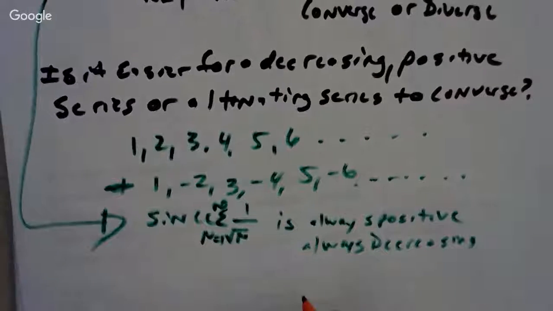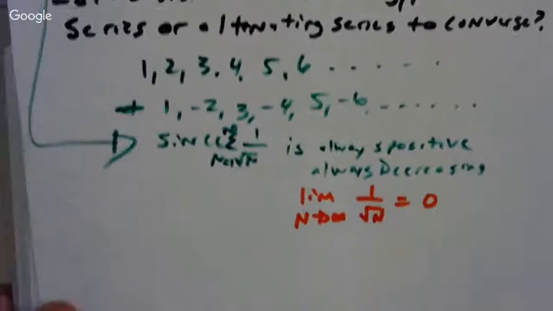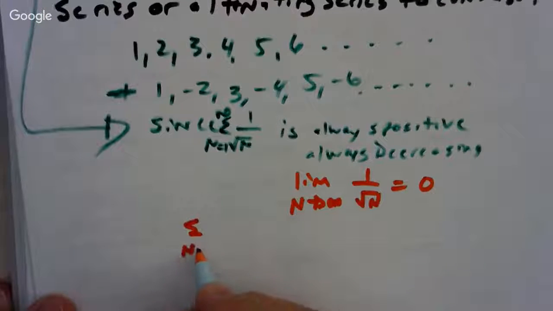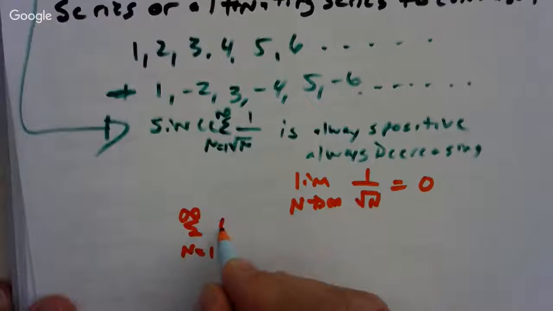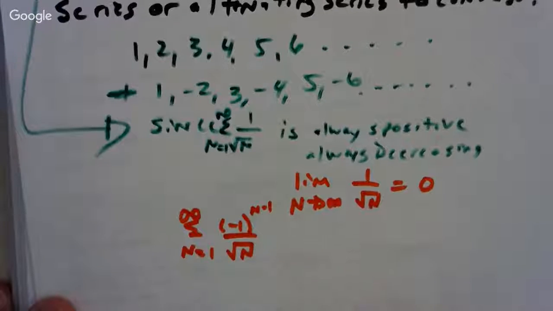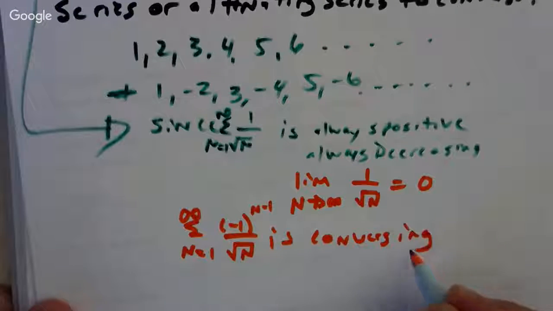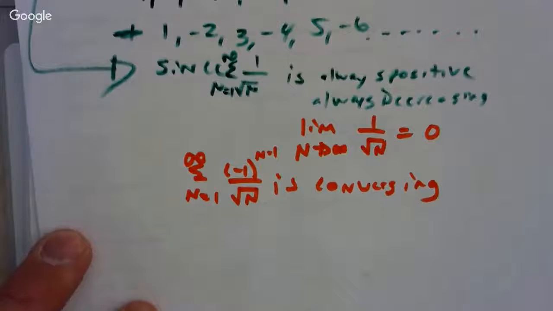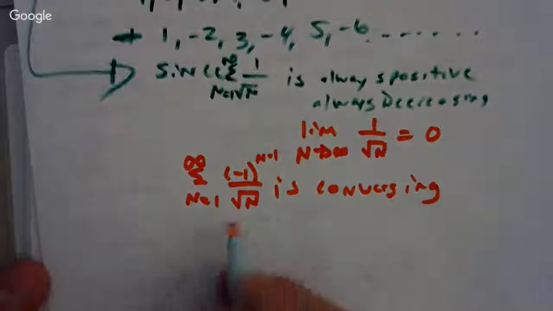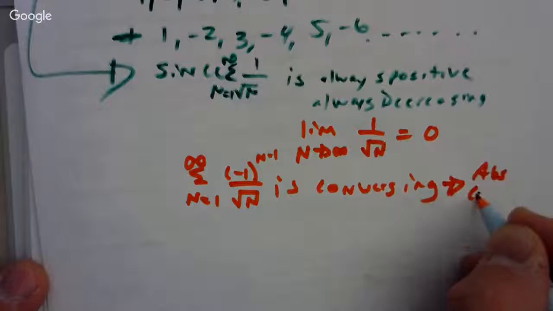It's always positive, it's always decreasing, and the limit as n goes to infinity of 1 over the square root of n is equal to what? 0. The sum from n equals 1 to infinity of negative 1 to the n over the square root of n is converging. Now, is it absolute or conditional? Then we got to look at what the original one is doing. It is diverging. So then we still have a question: is it absolute or conditional?